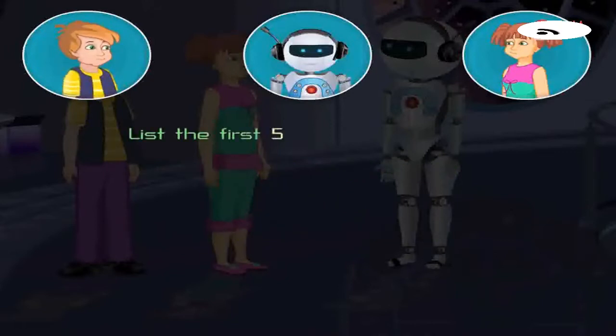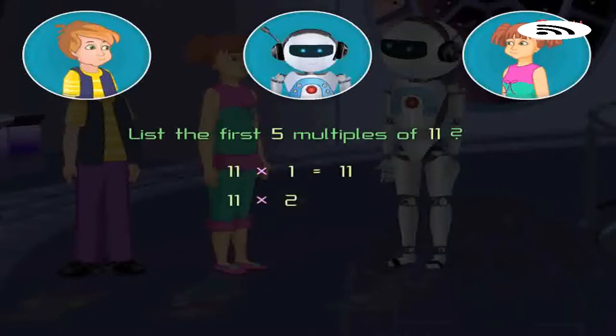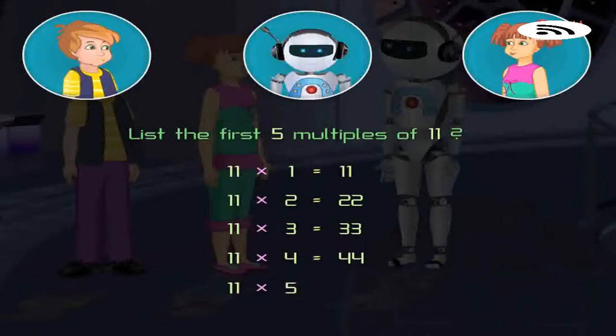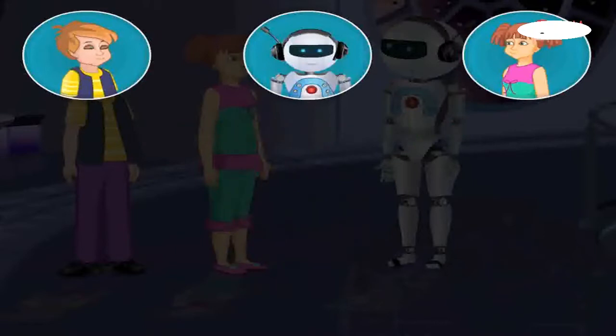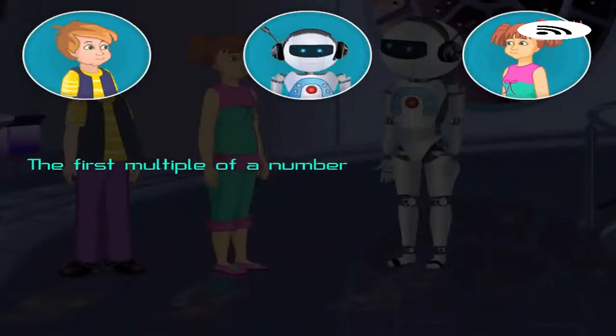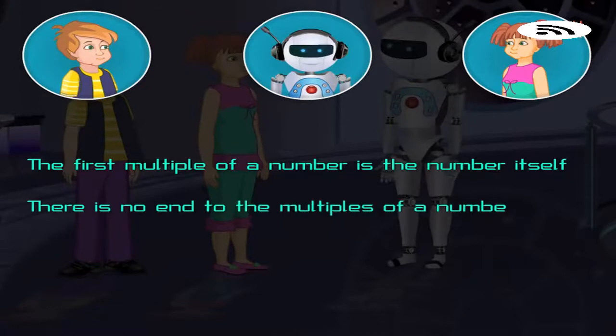List the first 5 multiples of 11. The first 5 multiples of 11 are: 11 multiplied by 1 is equal to 11. 11 multiplied by 2 is equal to 22. 11 multiplied by 3 is equal to 33. 11 multiplied by 4 is equal to 44. And 11 multiplied by 5 is equal to 55. Excellent! You also know that the first multiple of a number is the number itself, and there is no end to the multiples of a number as there is no end to the numbers.